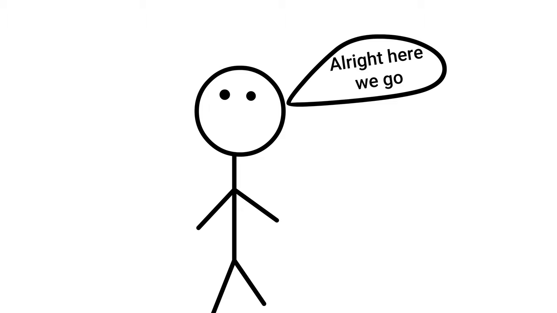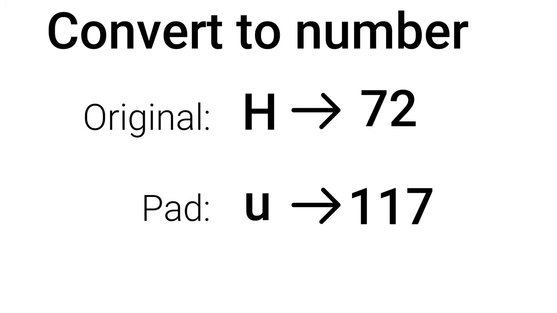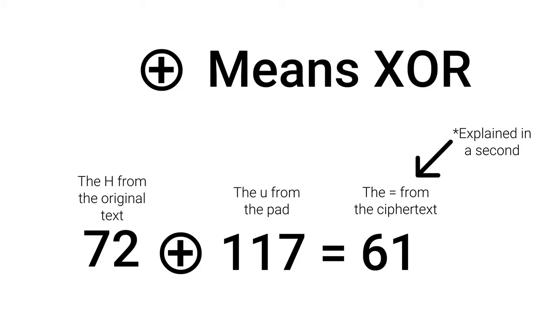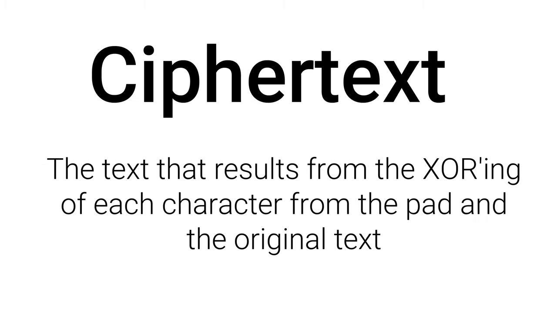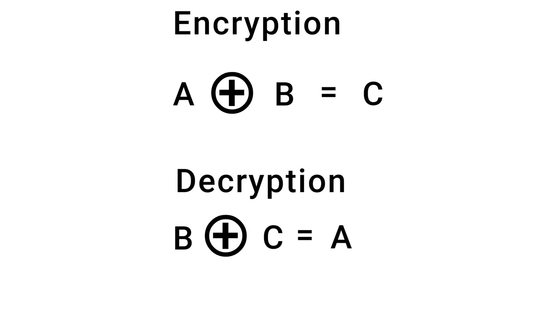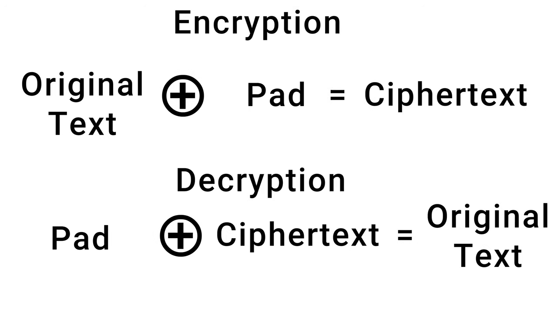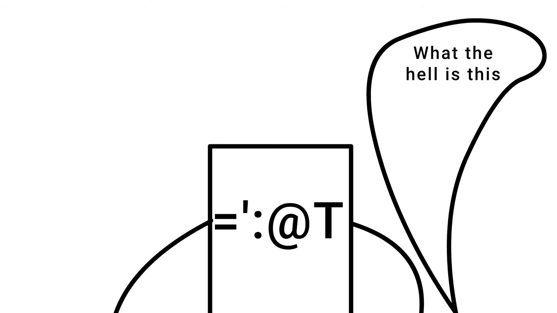Now, here's where the math comes in. For each letter in our original text and in our pad, we can go through and do a procedure called XOR on the numbers. This will produce a third number, which can then be turned into a letter through ASCII. We can call the resulting text from this the ciphertext, and in our case, that's equals, single tick, colon, @, capital T. The important thing is that the XOR procedure can be reversed by using the pad and the ciphertext to give us back our original message. This means that we can send Bob the ciphertext and not care if Eve reads it, because only he can decrypt or unlock it with the pad.